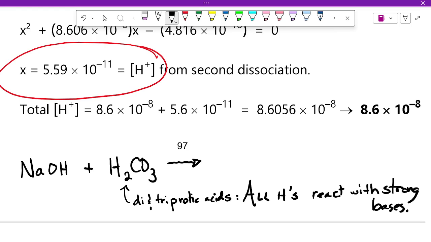So you won't just get, this is what you won't get, so don't write this down. Do not write this down. Okay? Do not write this down. I do get people writing this a lot because they're like, only the first hydrogen comes off. But that's when you're looking at that acid in isolation.